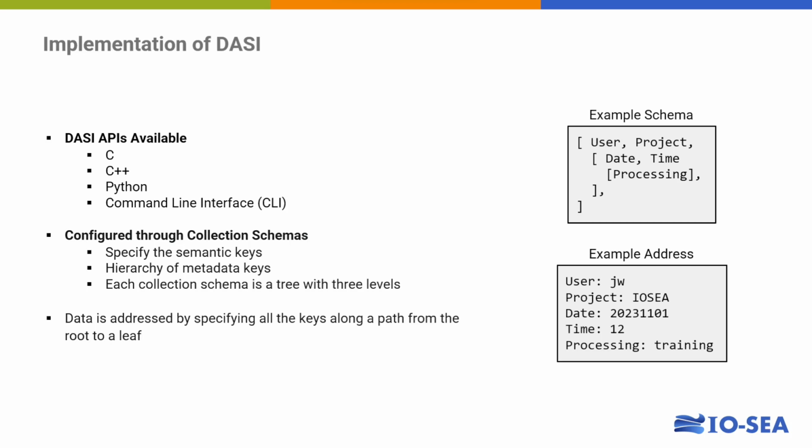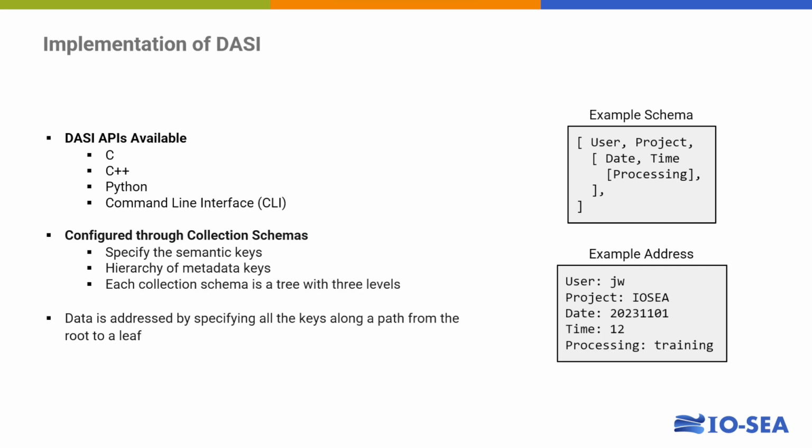This defines one rule in the schema. The schema in this case just consists of a single rule, but in more complicated cases, you can have multiple different rules which consist of different metadata keys, each having the structure of 3 levels. Data is accessed in DASI by providing all keys from the root to the leaf of this tree. So in this particular case, you would need to provide all 5 of these values for each of these keys in order to access a unique piece of data in DASI. Here is an example address for some data where I've put example values for each of these keys.